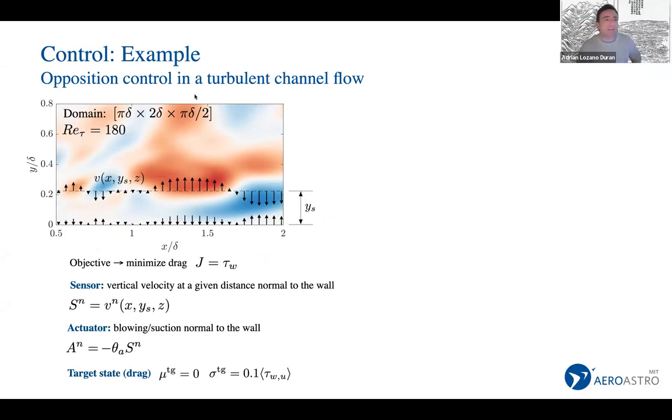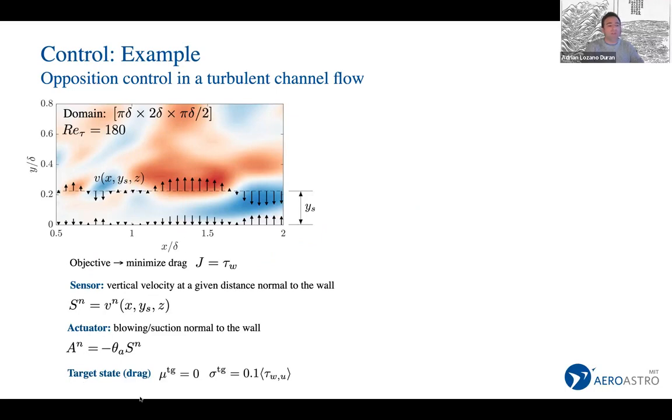So this is the example that we did. We applied this to opposition control in a channel flow, with a small box and a small Reynolds number. Now, you know about opposition control: we want to reduce the drag. We have a sensor that is the plane where we get some vertical velocity, and we apply that at the wall, and that's the actuator.